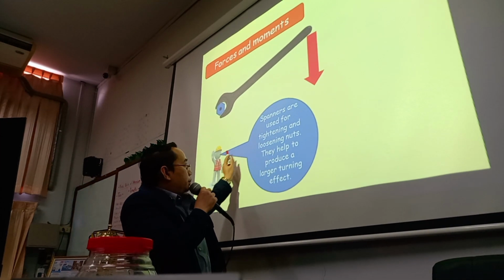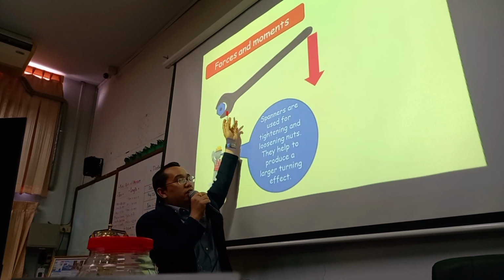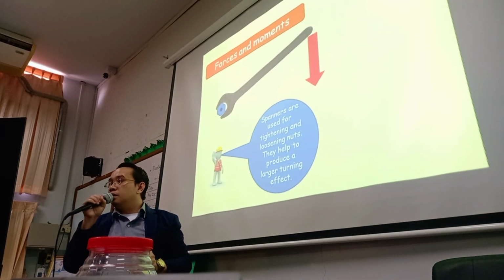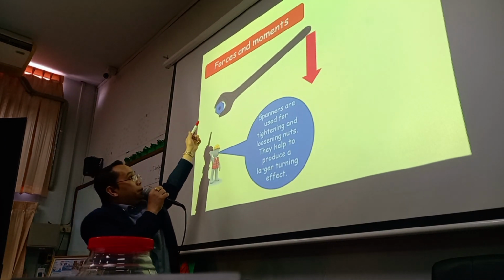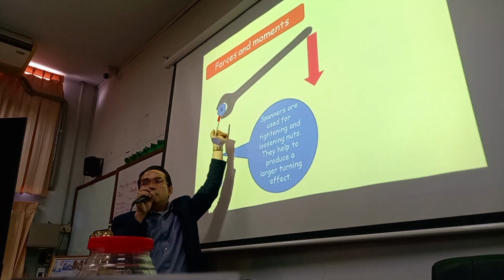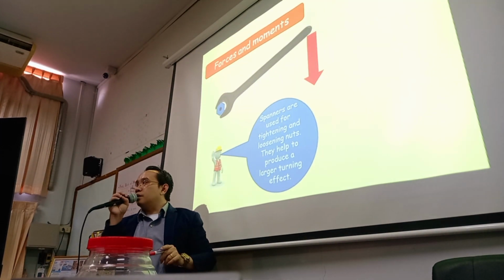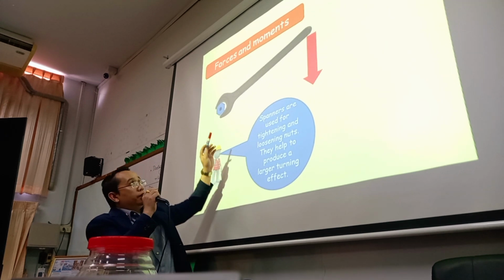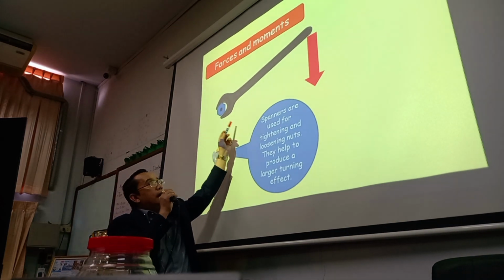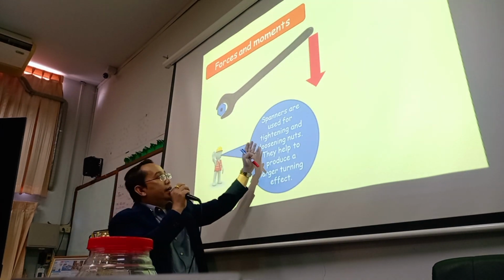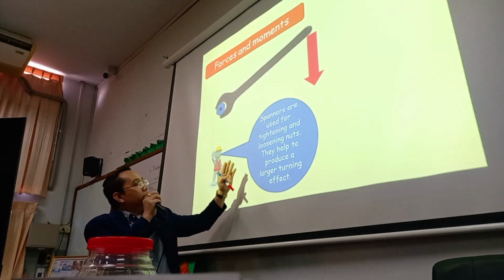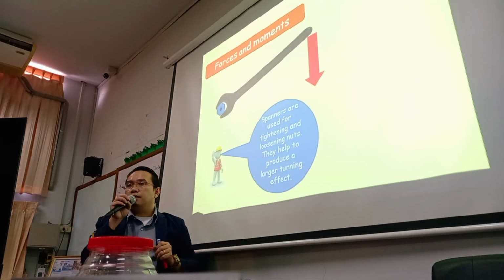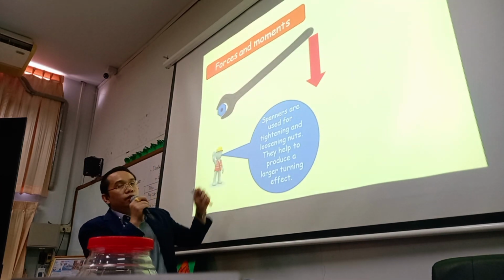For example here, I think you guys are quite familiar with a spanner, right? What is the purpose of this? To loosen or tighten the grooves of the screw. It is useful for tightening and loosening nuts. They help to produce a larger turning effect. That is the purpose of a spanner.